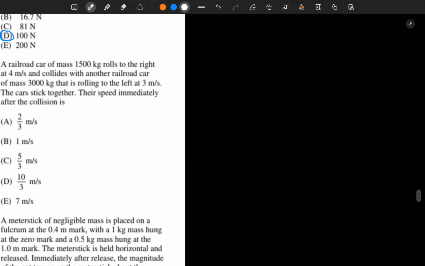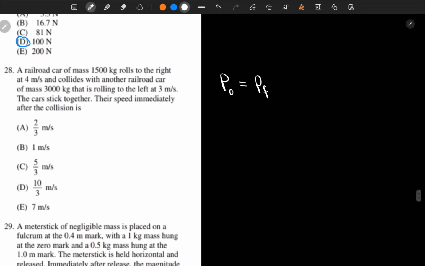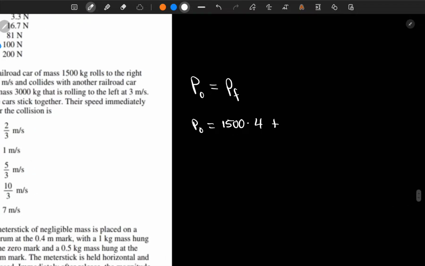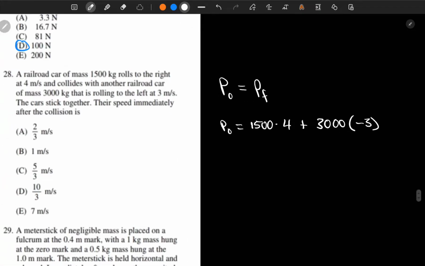Well, we know here, as in all collisions, that the momentum is conserved. So the initial momentum, P naught, is equal to the final momentum, Pf. Here, the initial momentum, P naught, is equal to the momentum of the first railroad car, which is 1,500 kilograms times 4 meters per second, m times v, plus the momentum of the second railroad car, which is 3,000 kilograms times -3, where we have -3 meters per second because it's rolling to the left.